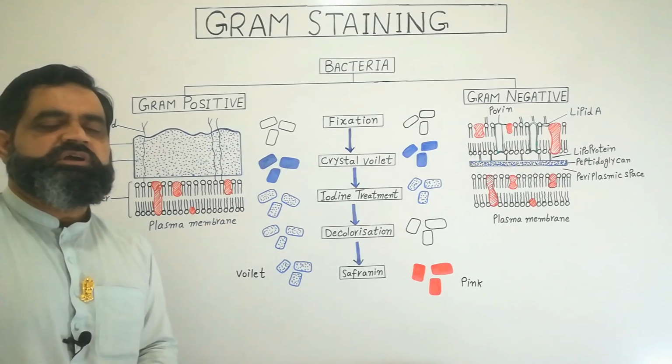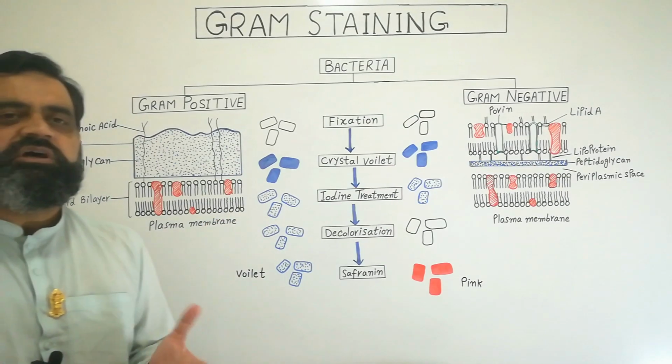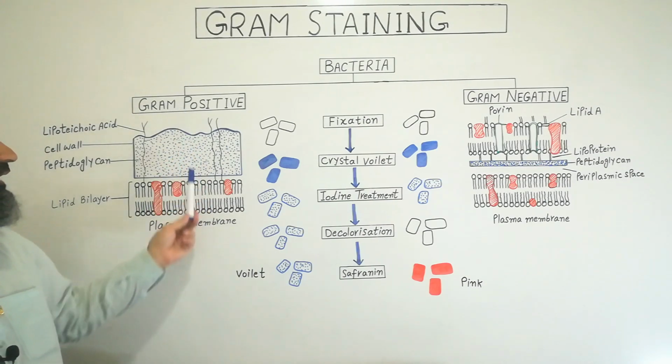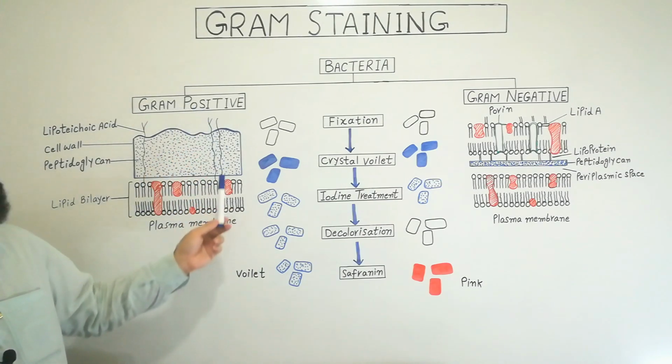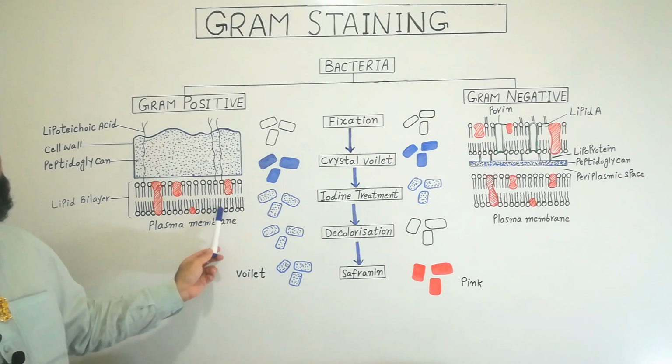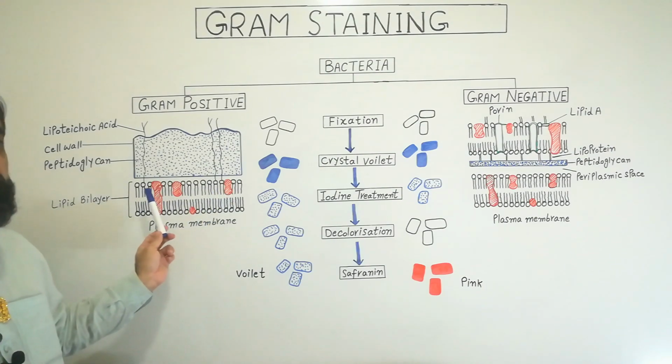Now we are going to study the cross section of the cell wall of a gram positive bacteria. So let's take a look at this diagram. This is a gram positive bacteria. This is the plasma membrane of the bacteria. The plasma membrane is made up of a lipid bilayer in which protein molecules are embedded.